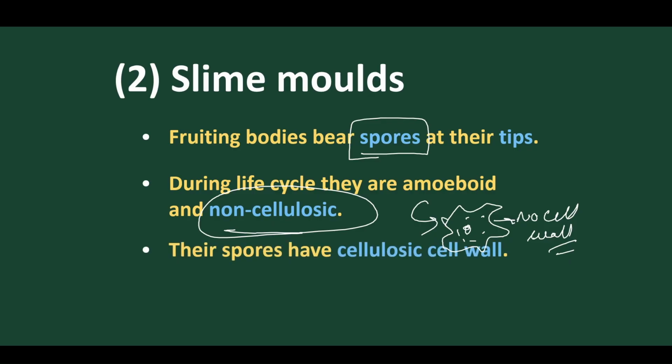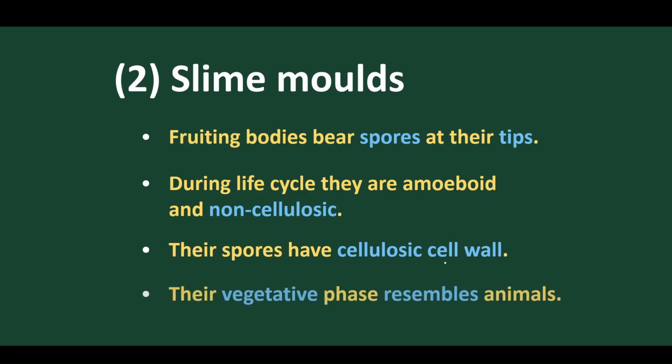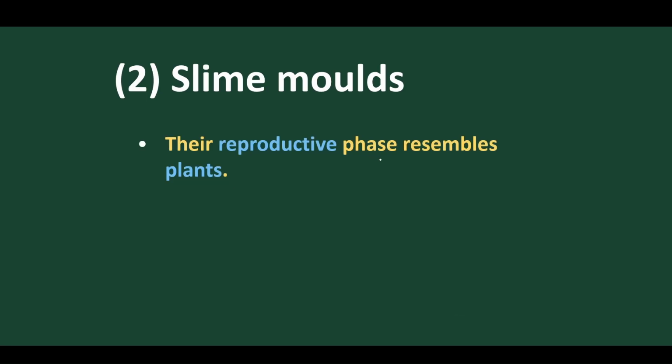And the spores have a cell wall, meaning the reproductive stage has a cell wall, but the vegetative cells don't have a cell wall. This is a very important, vital character of these slime molds. So the vegetative phase resembles that of animals, but the reproductive phase resembles that of plants. Got it? Because the vegetative phase doesn't have a cell wall, it resembles animals. The reproductive phase does have a cell wall, so it resembles plants.